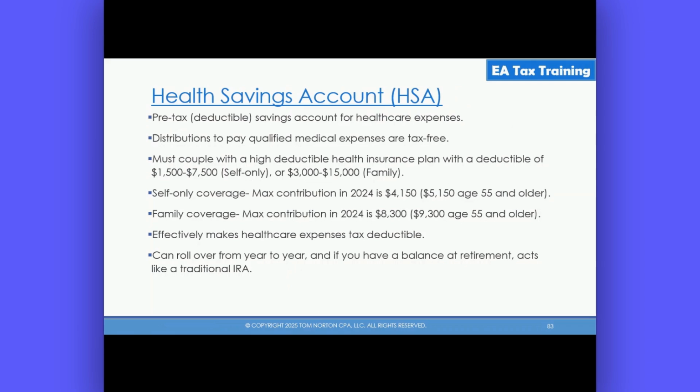Once you reach retirement age, now you don't even have to use the money for healthcare expenses. You can treat it just like a traditional IRA. So this is a way to contribute more money for retirement and use the money as needed during your working years to pay for medical expenses. So it really is a good deal.